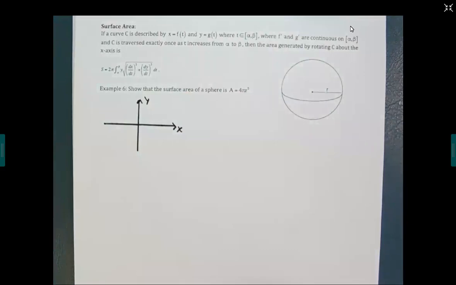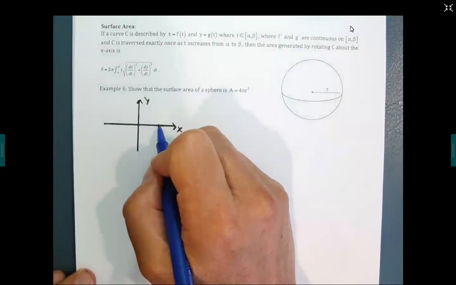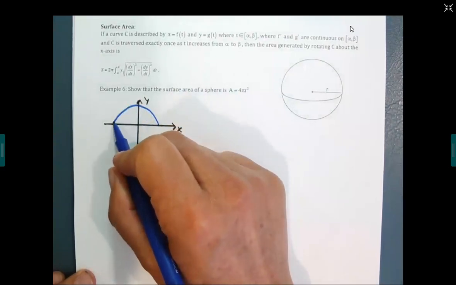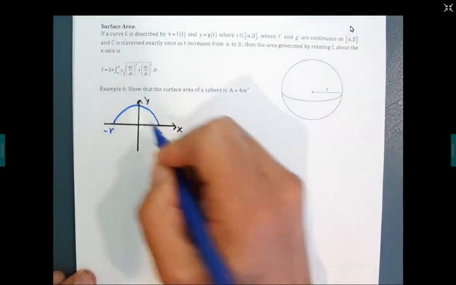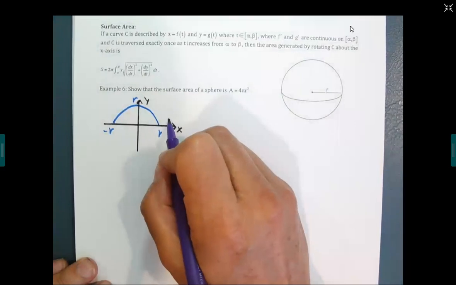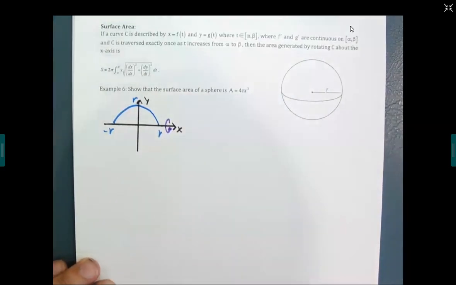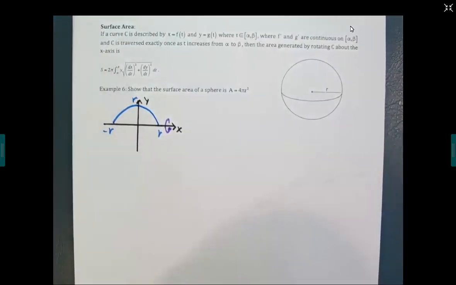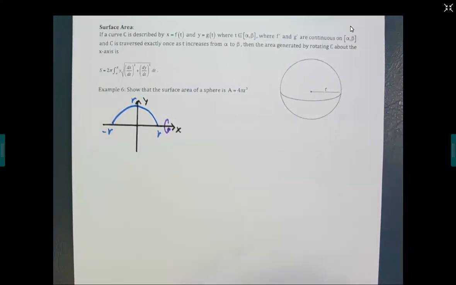And our graph is going to go from here to here, negative r to r. This up here, of course, is for a y value as well. And what we're going to do is we're going to rotate this around the x-axis. And that's where that formula comes in. And what we're going to do is we're going to find the surface area of this.